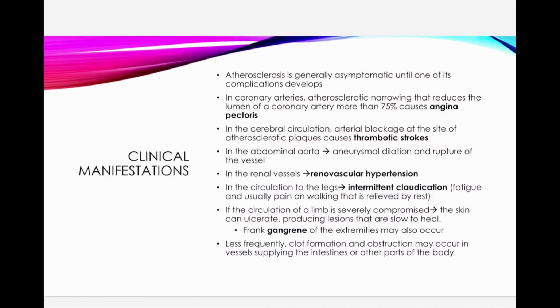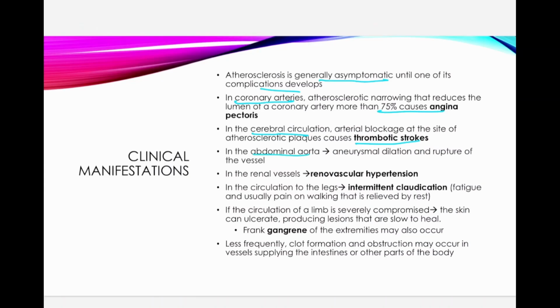So what are some clinical manifestations of atherosclerosis? Generally asymptomatic until a complication arises. If it's in the coronary arteries, greater than 75% occlusion will cause angina pectoris, so your chest pain. If it's in the cerebral circulation, they cause thrombotic strokes. The clot gets bigger and bigger, then it occludes the vessel, and whatever part of the brain that artery is feeding, you're going to have problems later on.